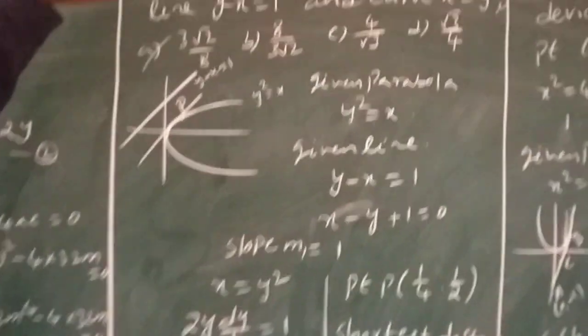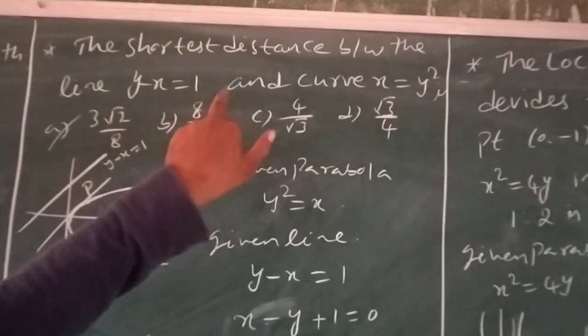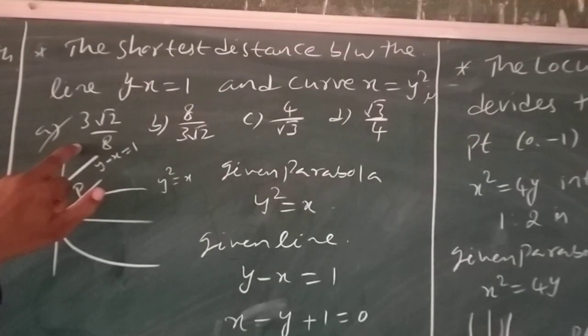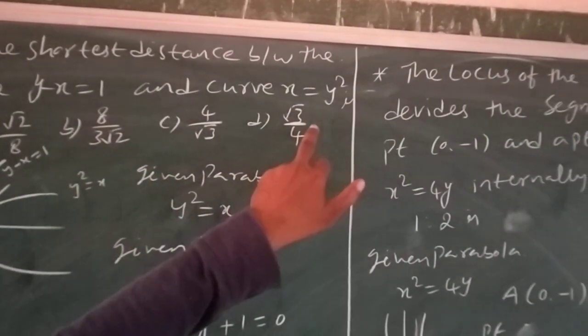Another problem. The shortest distance between the line y minus x is equal to 1 and the curve x is equal to y square is: options 3√2 by 8, 8 by 3√2, 4 by √3 and 3 by √3 by 4.